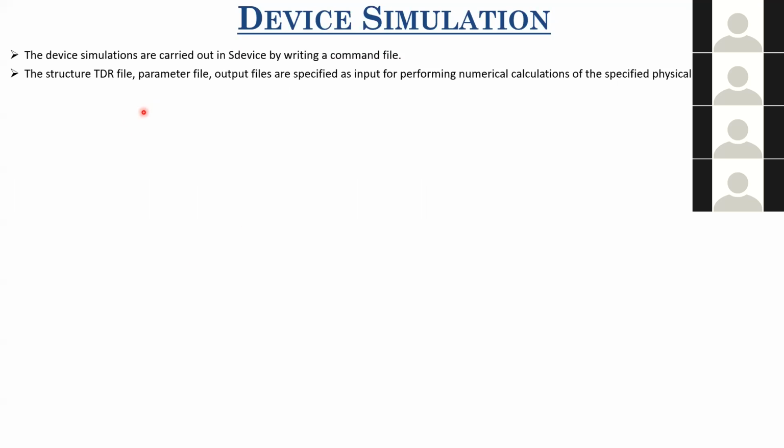So the inputs of this command file is the previous structure TDR file, which you obtained from the previous stage, where we defined the structure and we got the final meshing and all. Then we input a parameter file, like I told, which contains the default parameters or the tuned parameters of the physical models. Then we also specify in this command file the output files that we want.